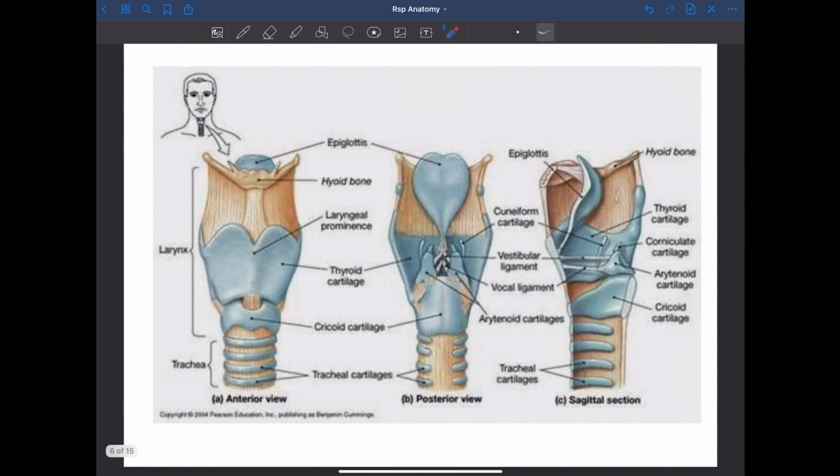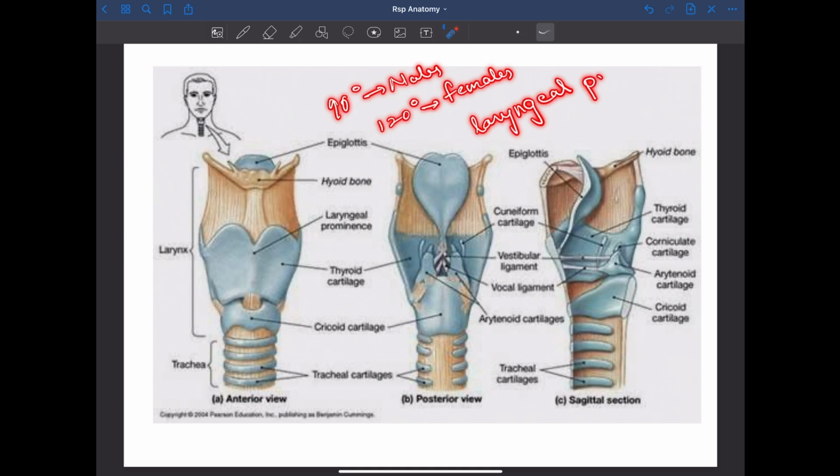Now, here we can see the anterior view of the thyroid cartilage. It forms 2 quadrate laminae, which fuse together anteriorly at an angle of 90 degrees in males and 120 degrees in females to form the laryngeal prominence, which is also known as the Adam's apple.